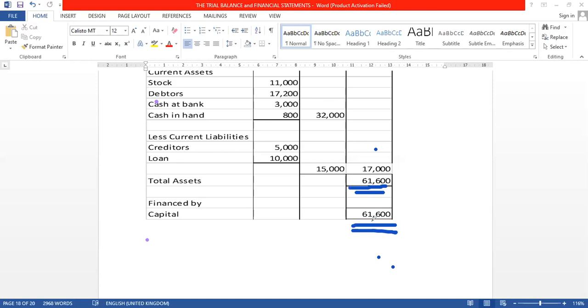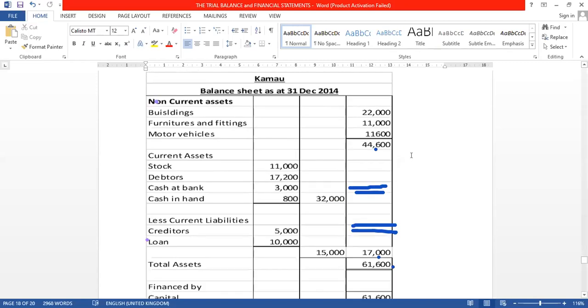It has balanced with capital there, which is 61,600. I hope that is clear. This is the format that I want us to adopt, the way we have done it here. And therefore, once you are able to get this, sorry, let me clear this.